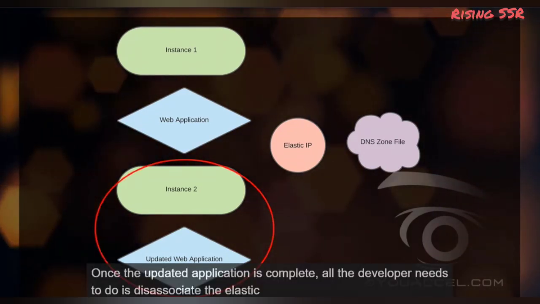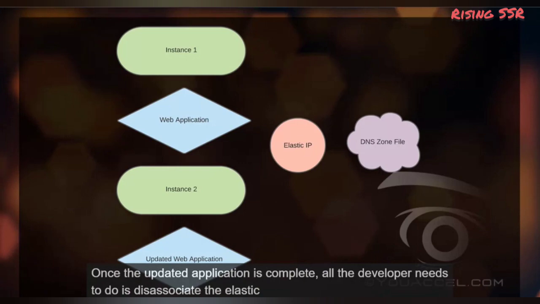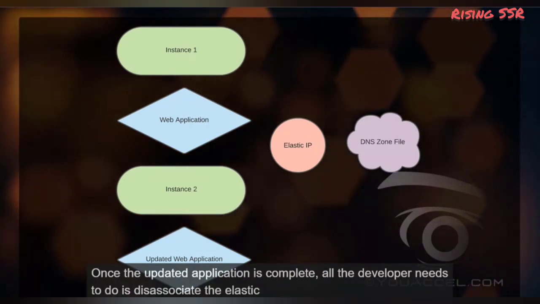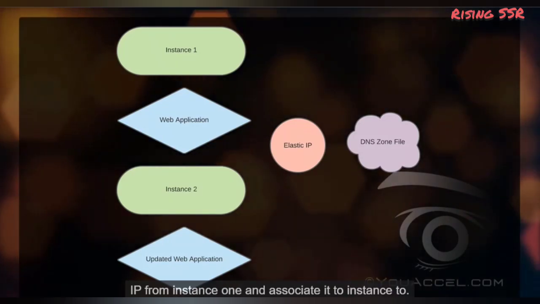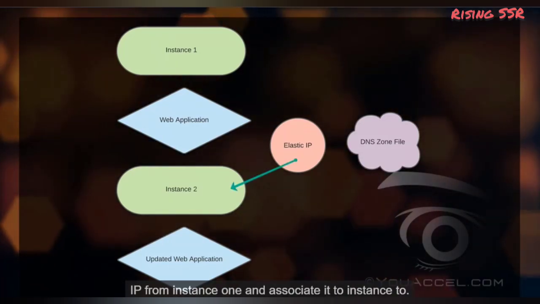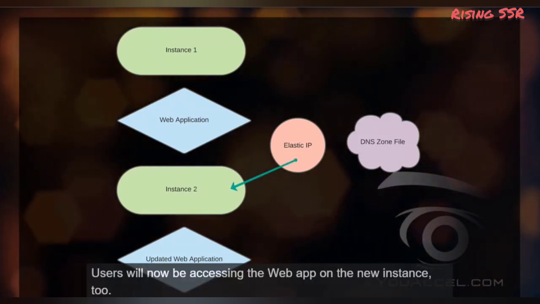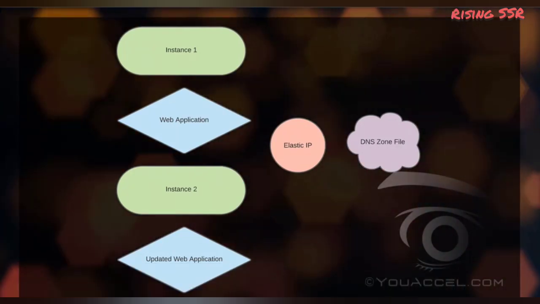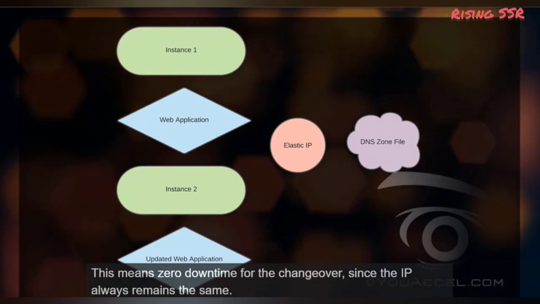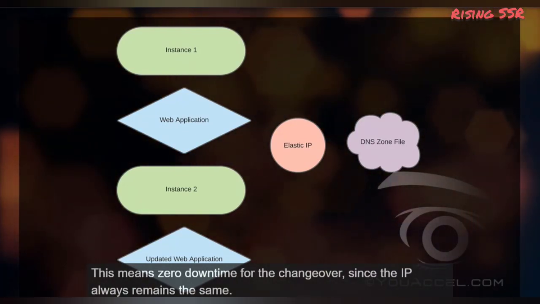The developer makes the site updates on instance 2. Once the updated application is complete, all the developer needs to do is disassociate the elastic IP from instance 1 and associate it to instance 2. Users will now be accessing the web app on the new instance 2. This means zero downtime for the changeover since the IP always remains the same.